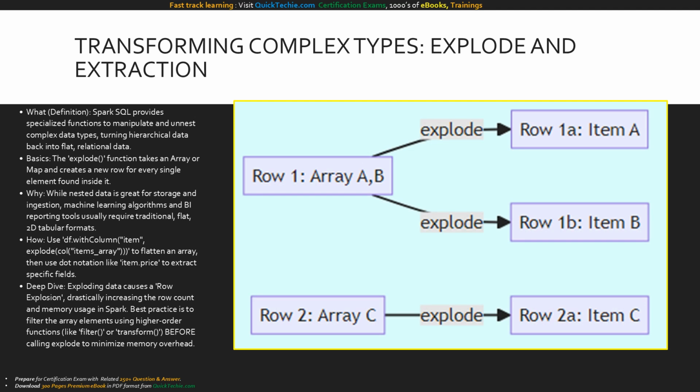So, we know how to store nested data, but how do we analyze it? Let's talk about transforming complex types. What do we do when our BI tools need flat data? Spark provides specialized functions to unnest hierarchies.